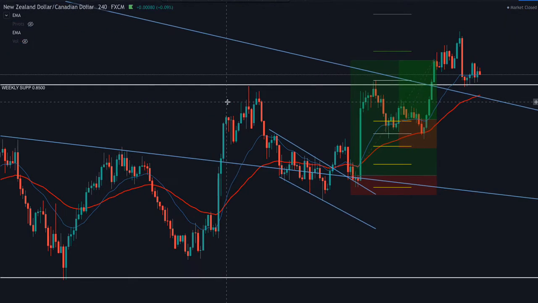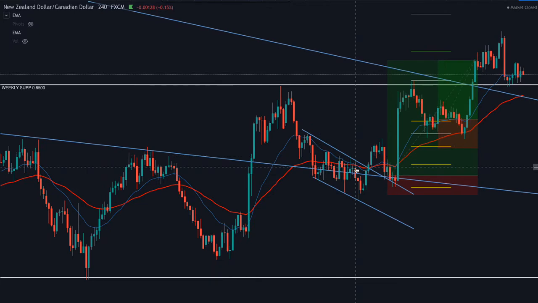On the 4 hour, you can see that was this downward sloping wedge here. At this point here, this is where I was looking for simply a break and a retest. Ideally, if price would have stopped here, that would have been a perfect entry for me.